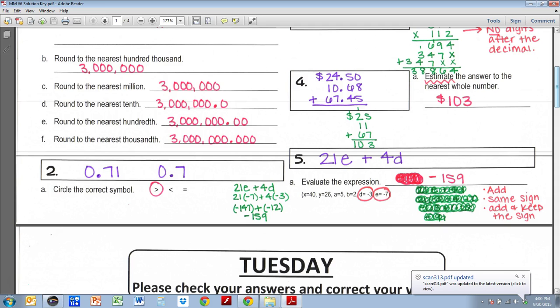On the next line, I'm going to start multiplying. So 21 times -7 is -147. And then 4 times -3 is -12. So let's think back to our integer rules. We know that we're adding, and the signs are the same. So we're going to add and keep the sign. 147 plus 12 is 159, and I'm keeping my negative sign.